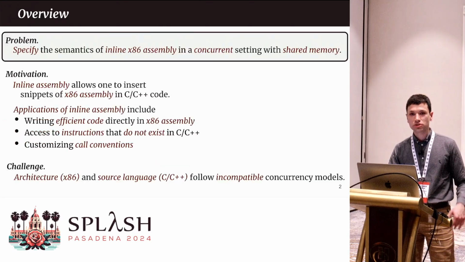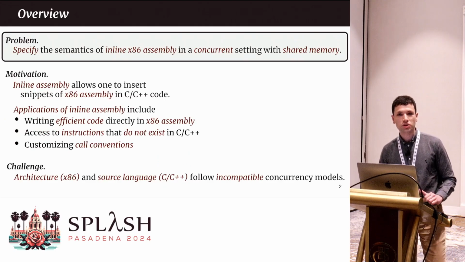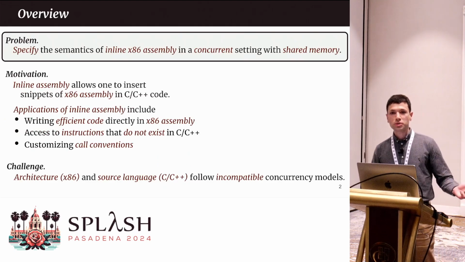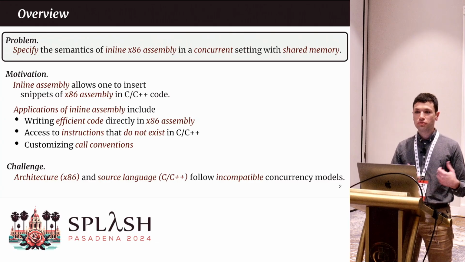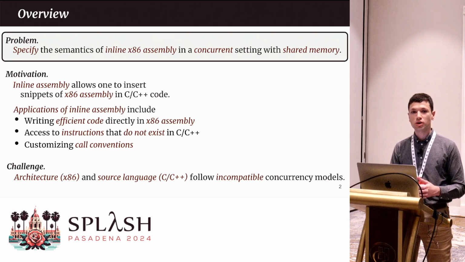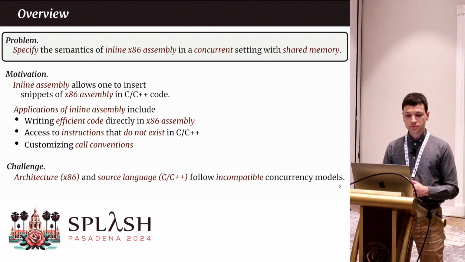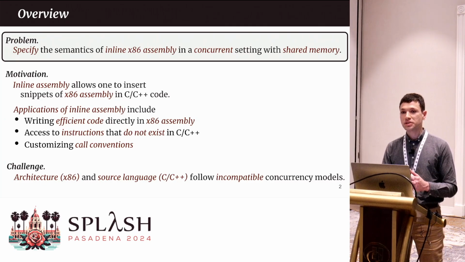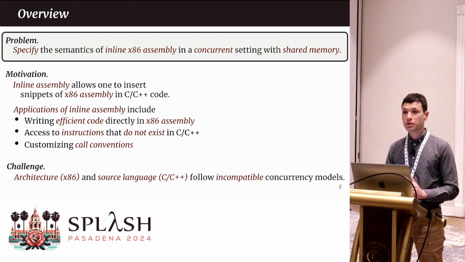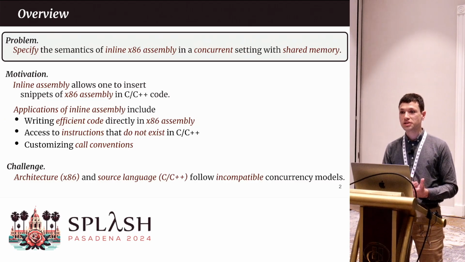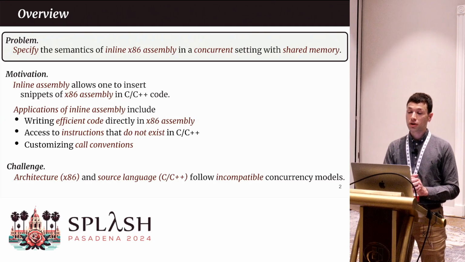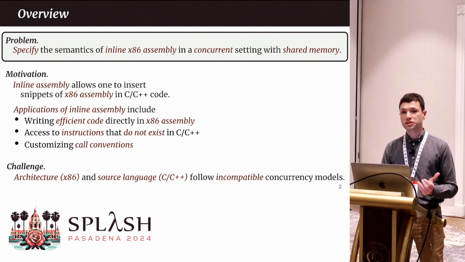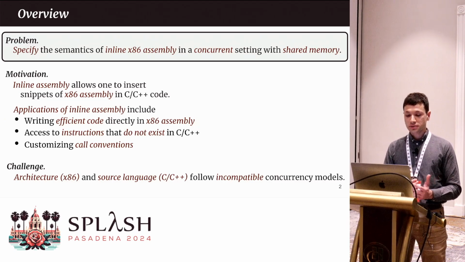So I would like to start with a brief overview of the talk by explaining what's the problem we try to solve, what's the motivation for tackling this problem, and what are the challenges. So simply put, the problem is to devise semantics of concurrent programs with inline assembly. And the motivation is that inline assembly is a very powerful tool of C++, but unfortunately it is under-specified.